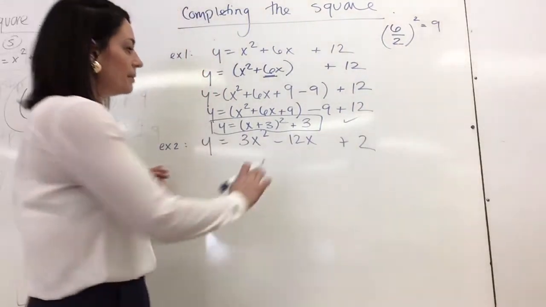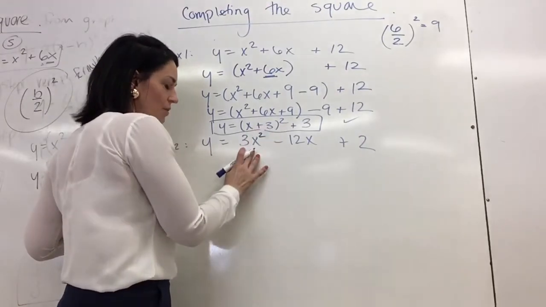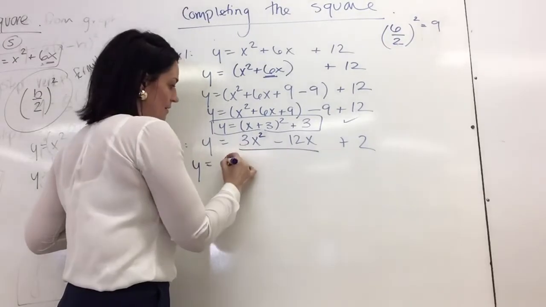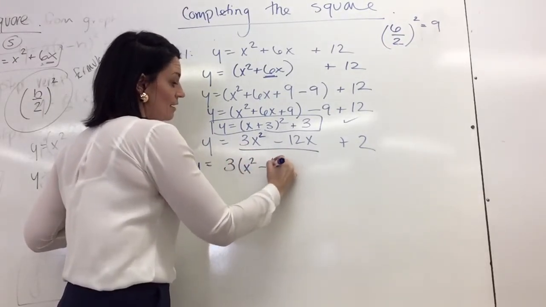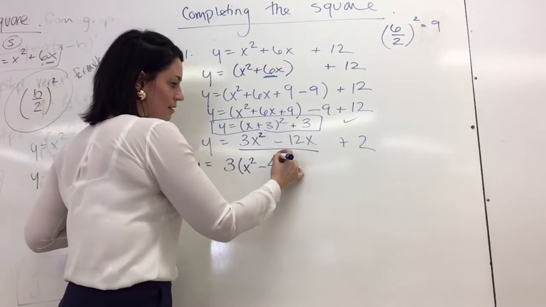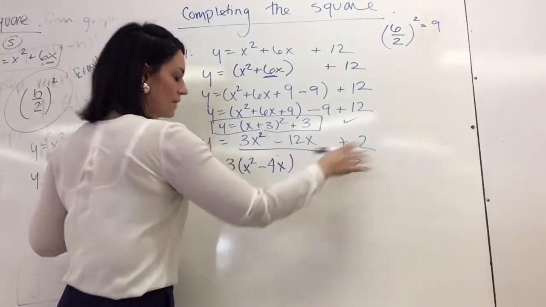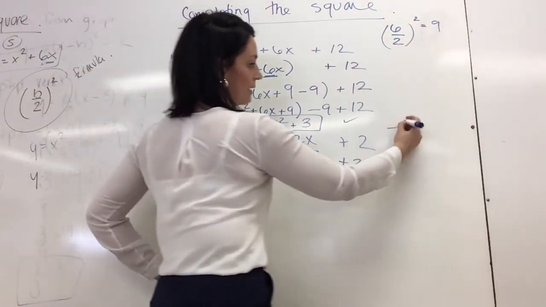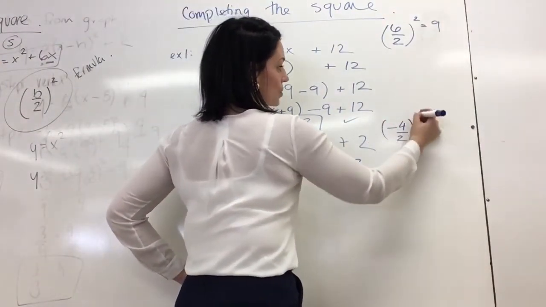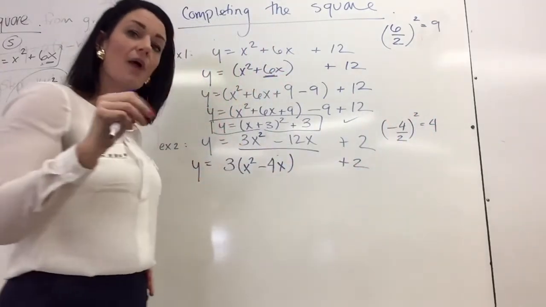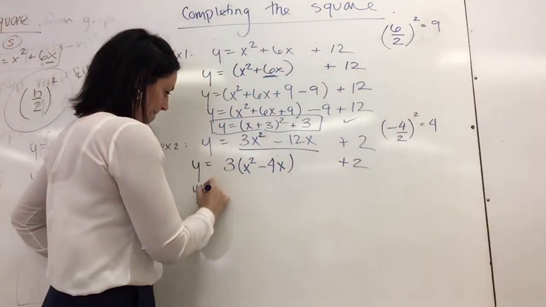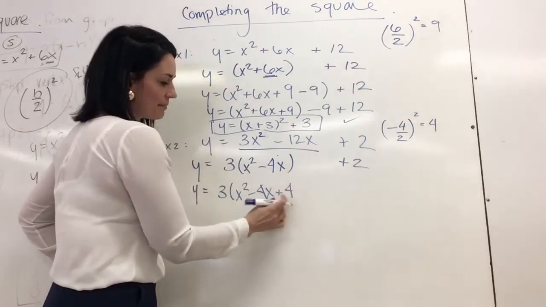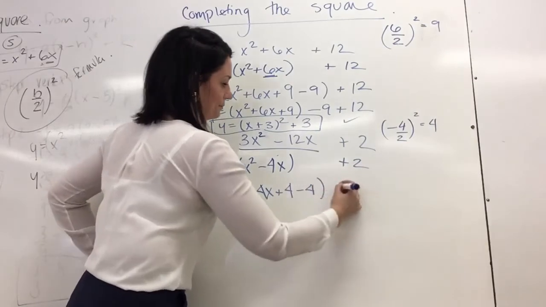So this next one is a little bit more complicated because it has an a value other than 1. So the first step is to take the a value out of the first two pieces. So I'm going to divide the a value out of each piece, okay? And I'm just going to leave the plus 2 over there, not too worried about him, okay? So then I take the b value and take that on the side, I divide it by 2, and I square it. So the number that I'm going to add is 4, okay? And I can't just randomly add 4, I need to also subtract 4.